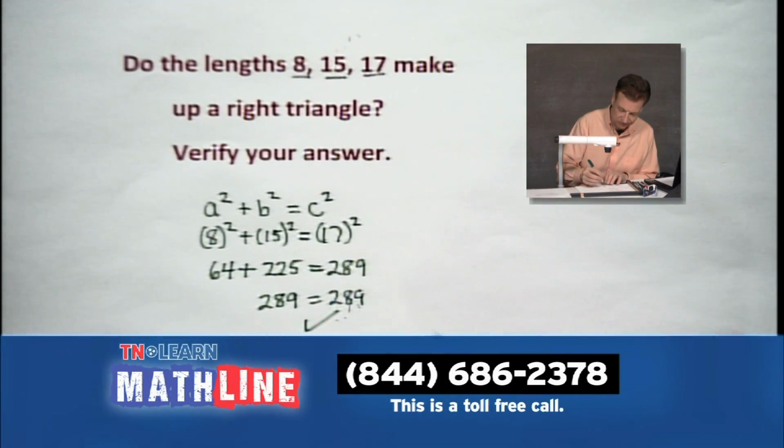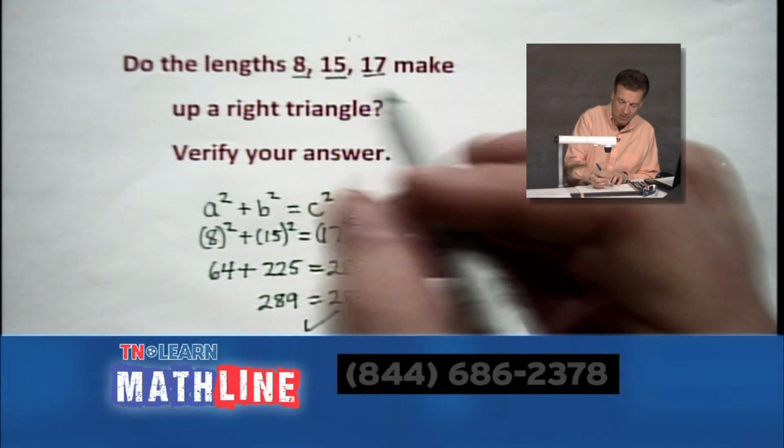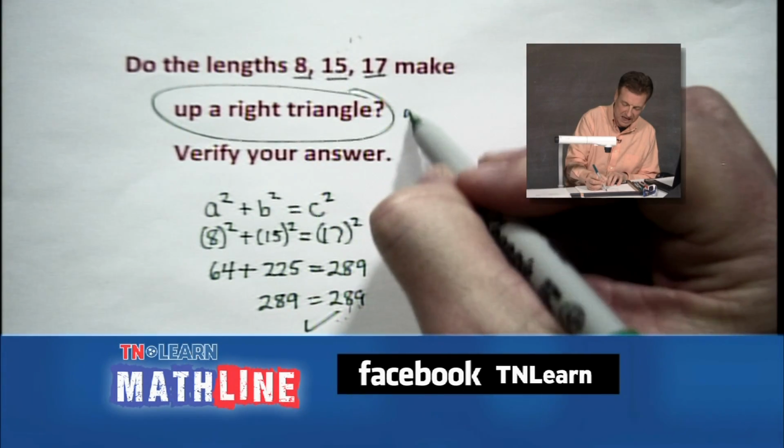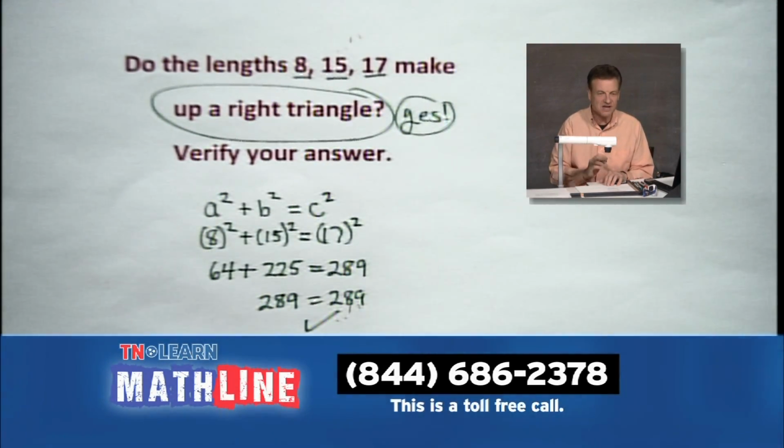Since that is true, we can say this is a right triangle. So in answer to the question, do the lengths make up a right triangle? Yes, they do. With an emphatic yes, because 289 does equal 289.